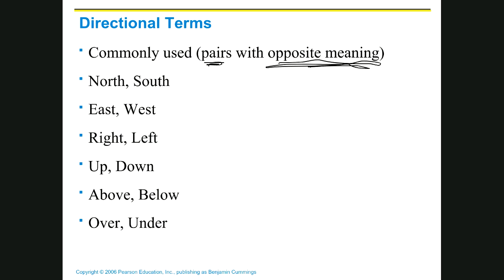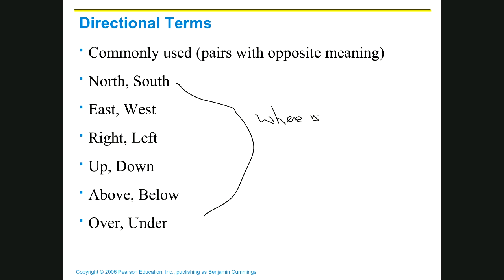So we use these all the time. If I were to ask you how to get to the North Lake College campus, well, you'd give me directions. You'd use these directional terms. You'd say, go north on 83 or whatever. But look at these. They don't make sense on a person. I mean, where is east on a person? It just doesn't make any sense at all.